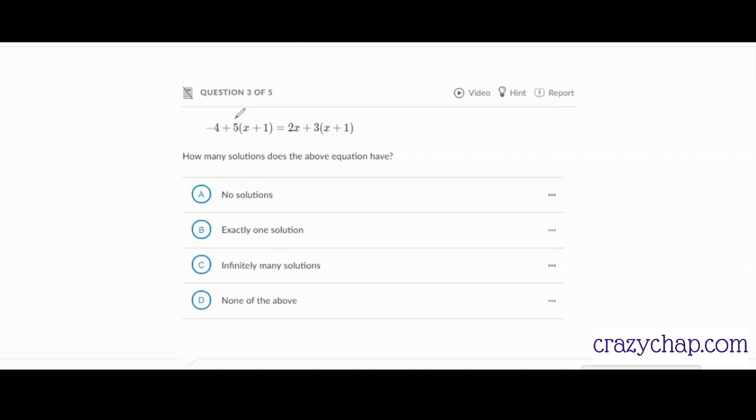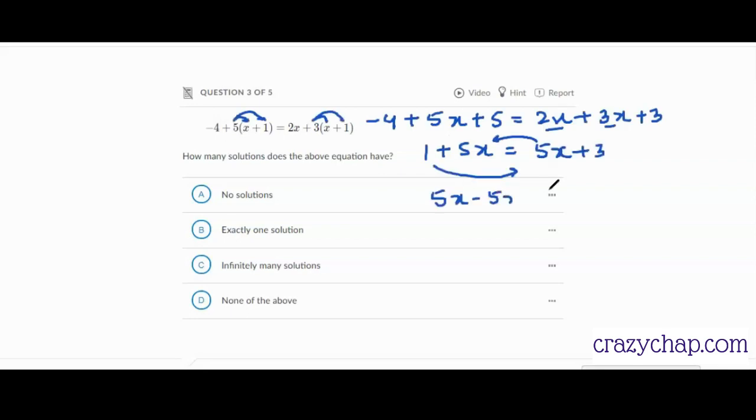So minus 5, minus 4 and plus 5 is 1, plus 5x equal to 2x plus 3x is 5x plus 3. Okay, let's start solving. So plus 1 will come to this side and 5x we bring to this side. So we get 5x minus 5x equal to 3 minus 1. So 5x minus 5x is 0. 0x means 0. And 3 minus 1 is 2.